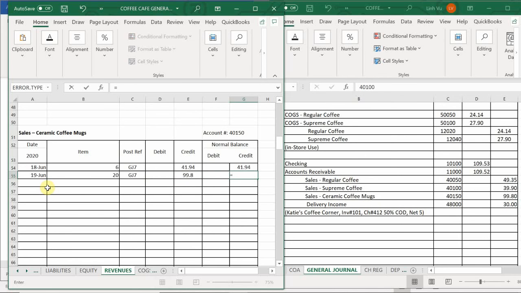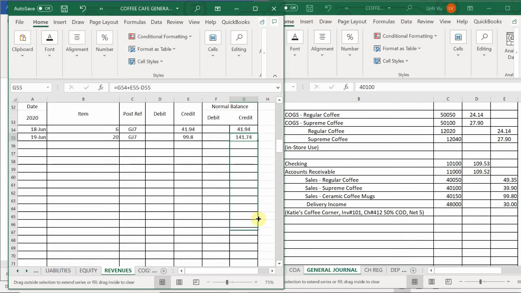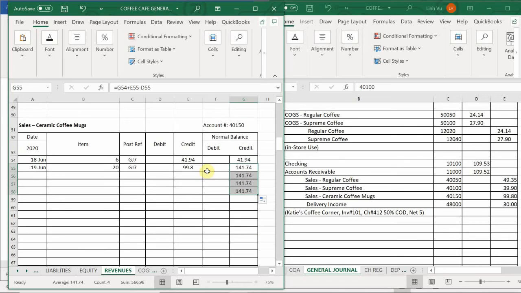So we need to do our formula here. It's going to be up 1 plus left 2 minus left 3. All right, because we're dealing with the credit side this time. We're looking at a credit balance. Any credits will increase my account. Any debits will decrease my account.